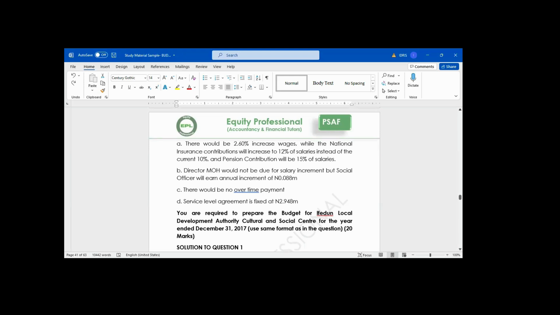You are required to prepare the budget for Ifedu Local Government Council Authority, Cultural and Social Center for the year ended 31st December 2017. Use same format as in the question, 20 marks.